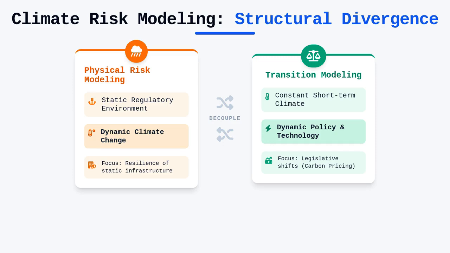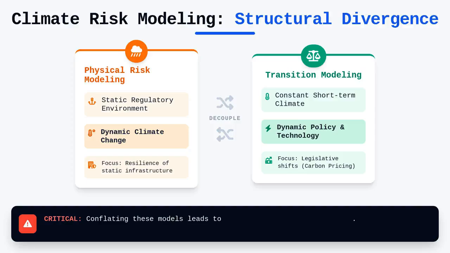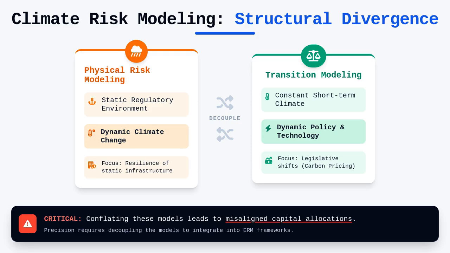Risk managers must maintain this distinction sharply, as conflating them leads to misaligned capital allocations. Using a transition model to analyze physical risk would result in an underestimation of chronic hazards, just as using a physical model to price carbon risk would fail to account for the speed of policy implementation. By decoupling these models, we gain the precision required to integrate climate change into broader enterprise risk management frameworks.